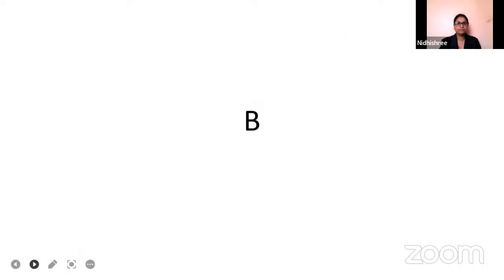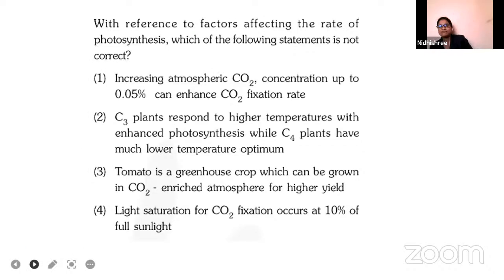Good. The next question. With reference to factors affecting the rate of photosynthesis, which of the following statement is not correct? ಅವ್ರು ಏನ್ ಕೇಳ್ತಿದ್ದಾರೆ? There are certain factors which affect the photosynthesis. ಕೆಳಗಿರುವ ಆಪ್ಷನ್ ನಲ್ಲಿ ಯಾವ ಸ್ಟೇಟ್ಮೆಂಟ್ ಆ ಫ್ಯಾಕ್ಟರ್ಸ್ ಬಗ್ಗೆ ತಪ್ಪಾಗಿದೆ ಅಂತ ಕೇಳಿದ್ದಾರೆ. ಆಪ್ಷನ್ ಎ, increasing atmospheric carbon dioxide concentration up to 0.05% can enhance carbon dioxide fixation rate. Option B, C3 plants respond to higher temperature with enhanced photosynthesis, while C4 plants have much lower temperature.